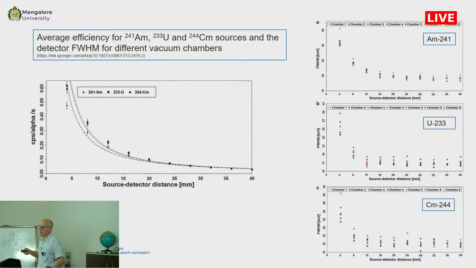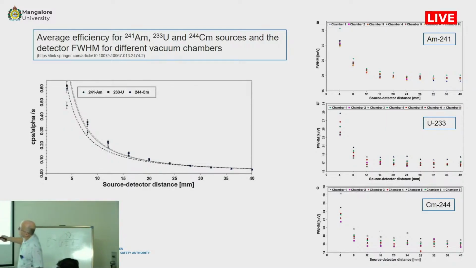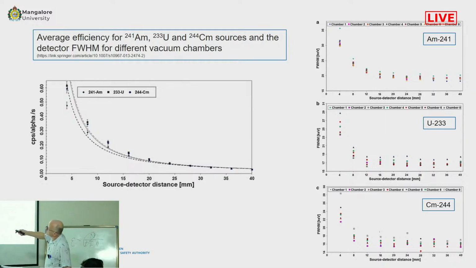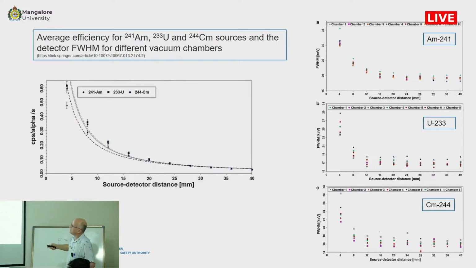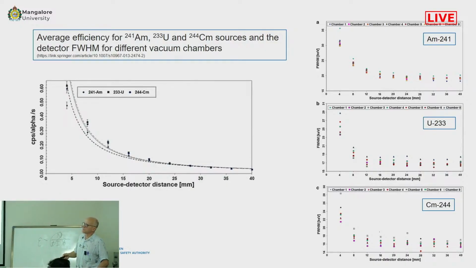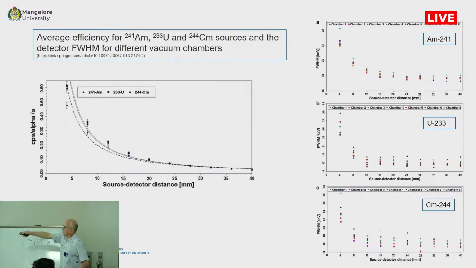Is he getting 60% efficiency? CPS per alpha percent, this graph on the y-axis? It seems to be CPS per alphas per second. Yeah, I guess so. That's quite much. 60% efficiency is quite large. You can check these numbers by using this ASI software. And please read the paper also.